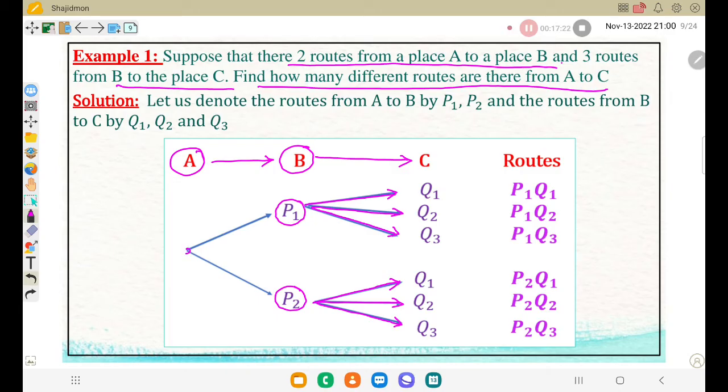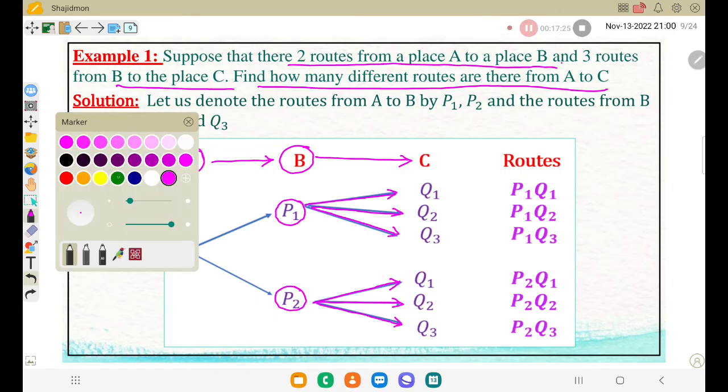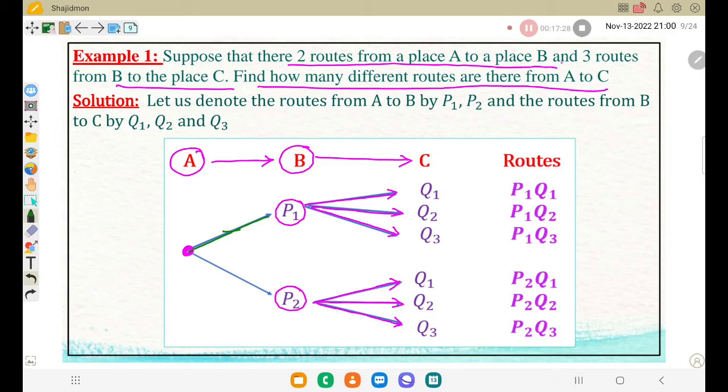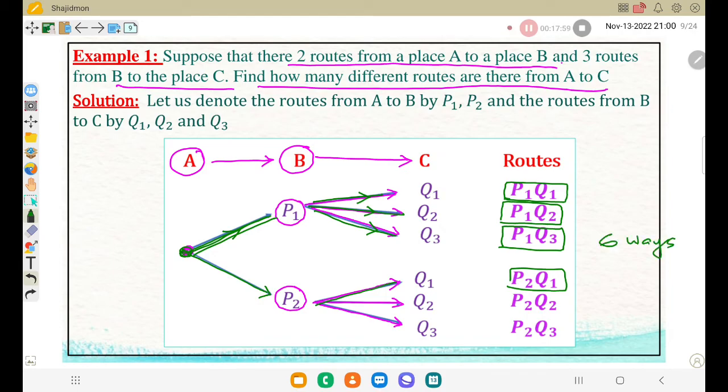So we write the routes here, starting from here. How many routes do we get? You can check it. Going like this and like this, one route, we call it P1 Q1, and going like this, again like this, the second route P2 Q2, and going like this and reaching here, the third route P1 Q3. In the same way you can start from here and use the second route P2. From P2, we use the first route Q1, so P2 Q1, and P2 Q2 and P2 Q3. So totally how many ways are there? 6 ways we can go from place A to C.